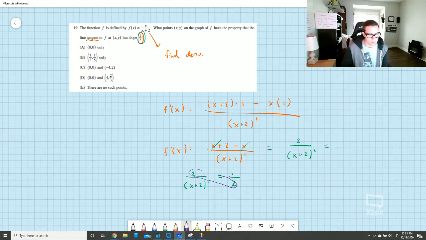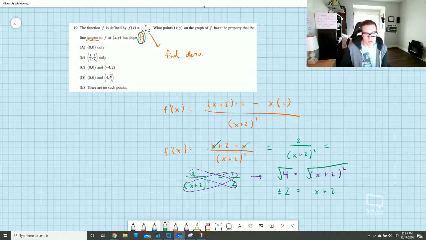So cross multiply. Looks like we get 4 equals x plus 2 squared. By the way, you see that some of these answers have 2 coordinates. That's because when you take the square root, you get plus or minus 2. And then we can subtract 2 from both. So it looks like we get 2 answers. X equals, if it was a positive 2, we'd get 0. If it was a negative 2, we'd get x equals -4. So x equals 0, x equals -4.